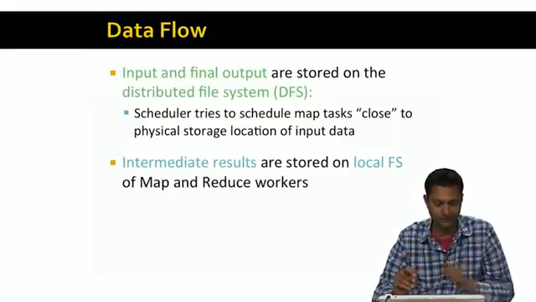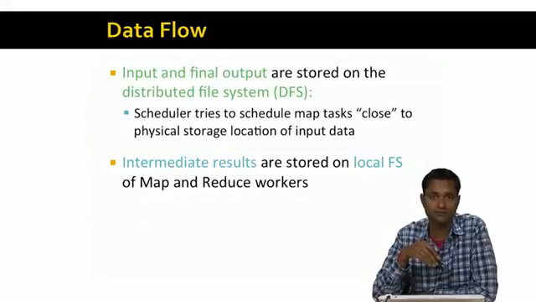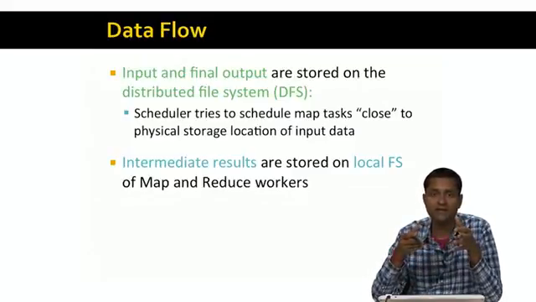Now, the intermediate results are actually not stored in the distributed file system, but stored in the local file system of the map and reduce workers. What are intermediate results? Intermediate results could be the output of a map step. An intermediate result could also be something that's emitted in the process of computing a reduce.